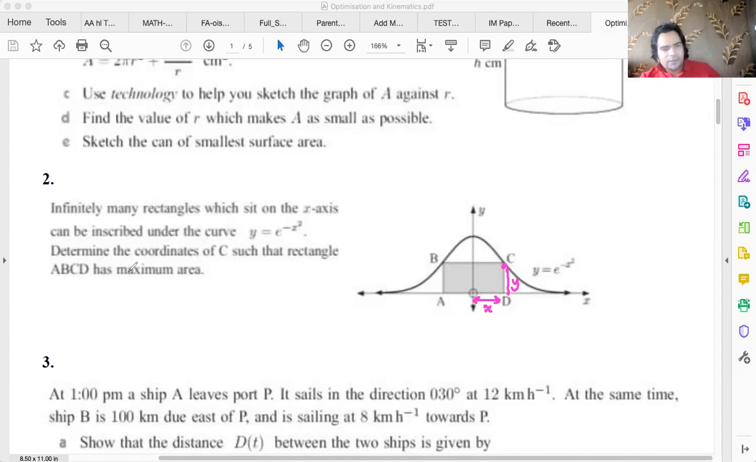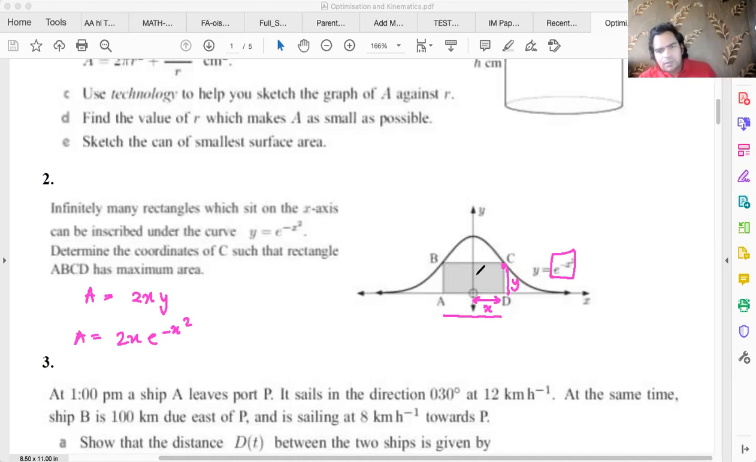So when we find the area of the entire rectangle, it's going to be 2x, that's the length of the rectangle, times the width, which is y. Now, since y is given by this function, e to the power negative x squared, the area is 2x times e to the power negative x squared. So that's my function to be optimized.